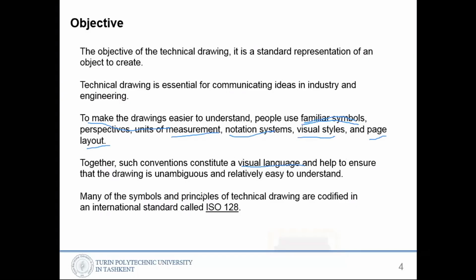Many of the symbols and principles of technical drawing are codified in an international standard called ISO 128. Okay, so there are a lot of standards, but there is an international standard also, that is ISO 128. It includes symbols and principles of technical drawing: what kind of symbols we have to use, what kind of principles. So we are learning these kinds of things.